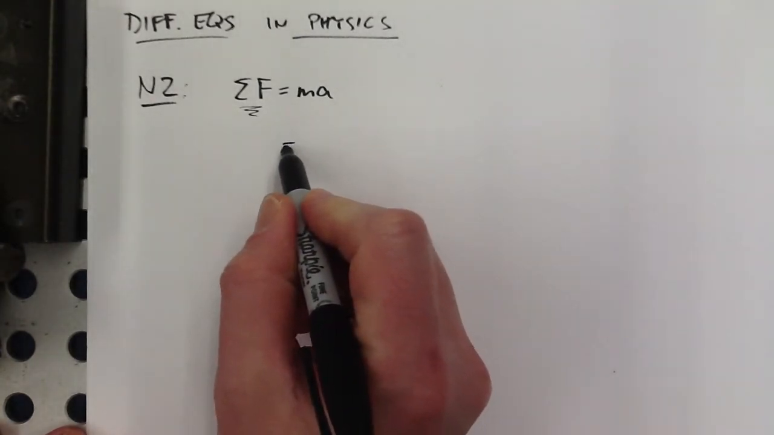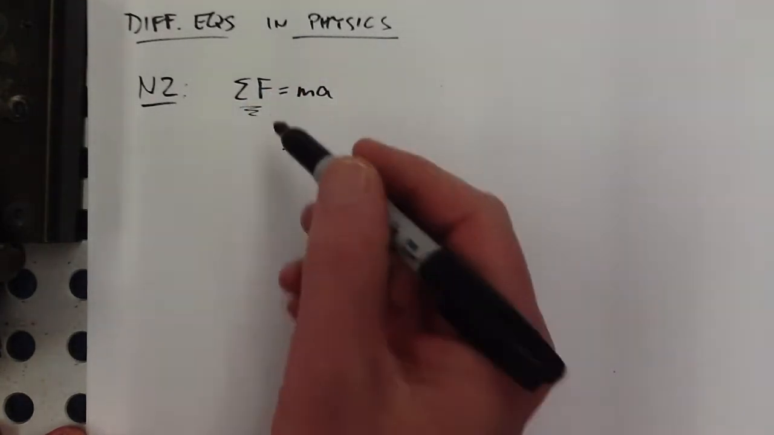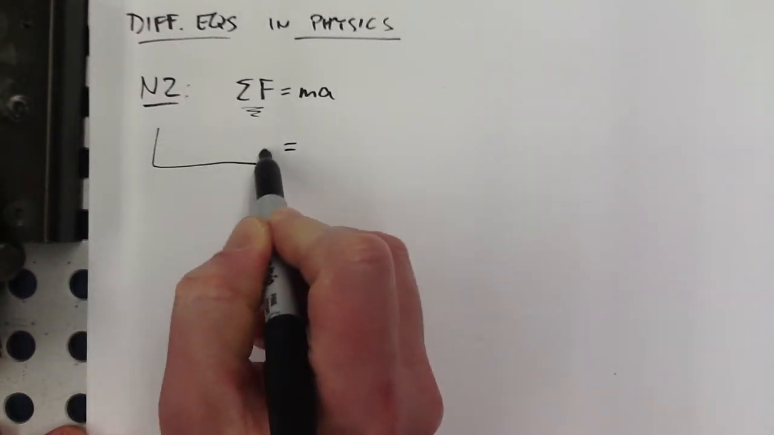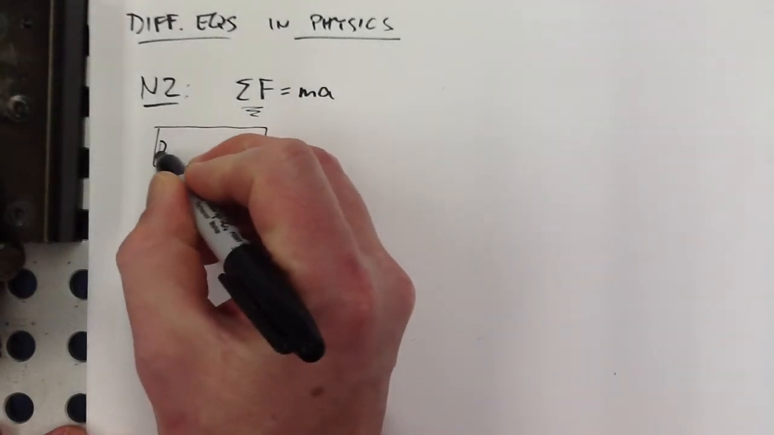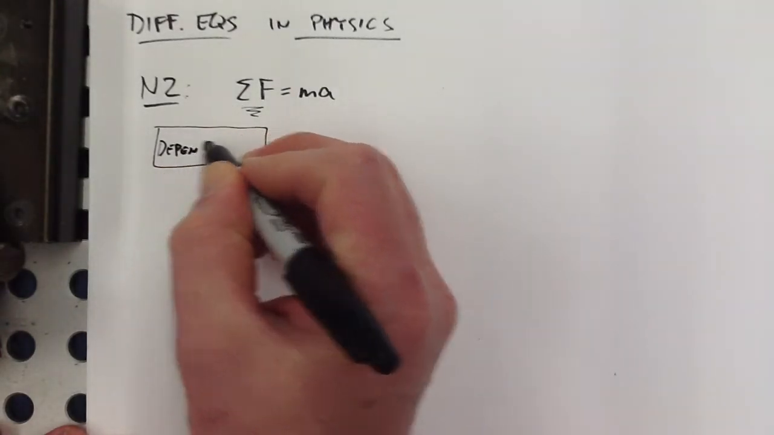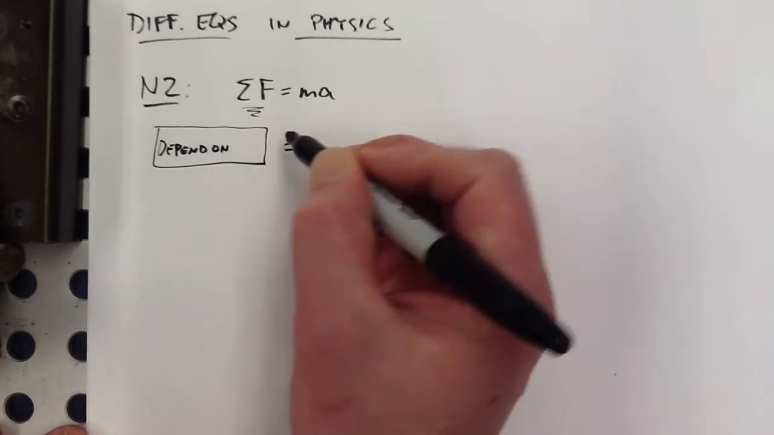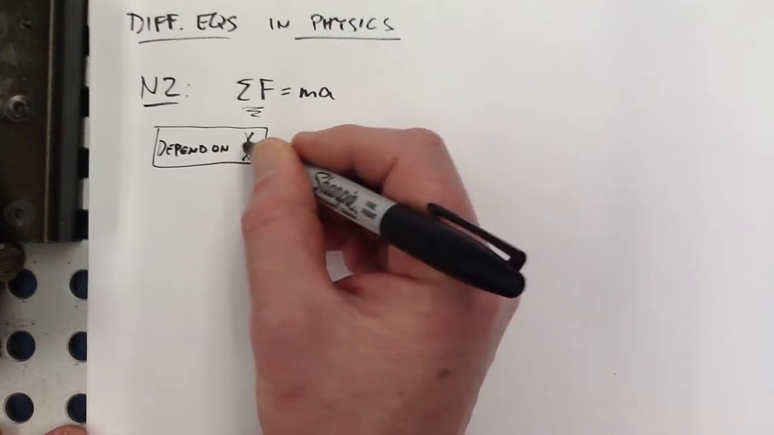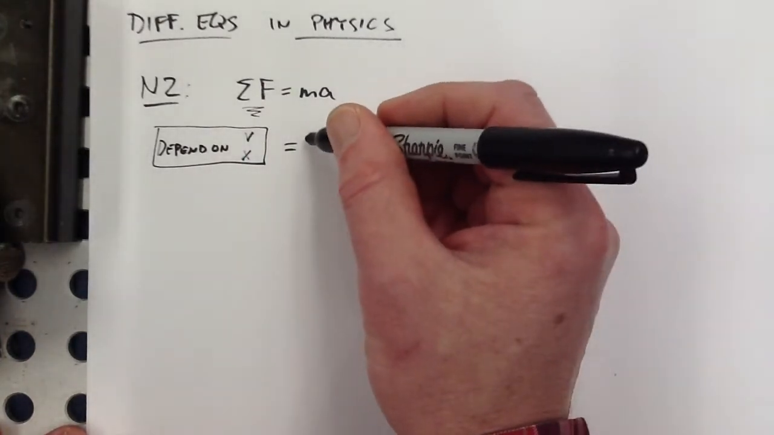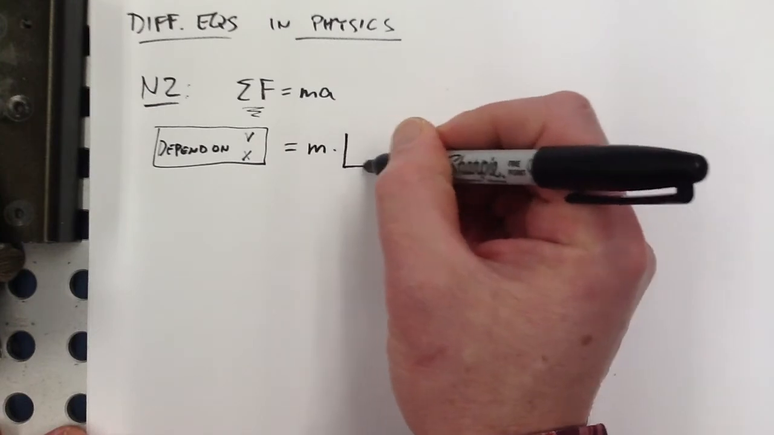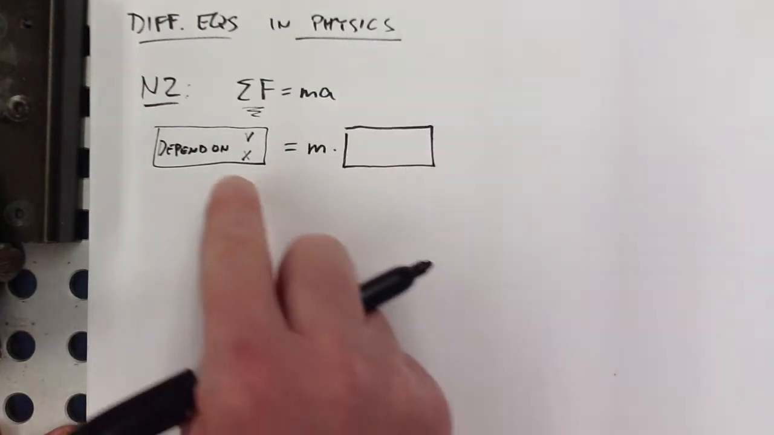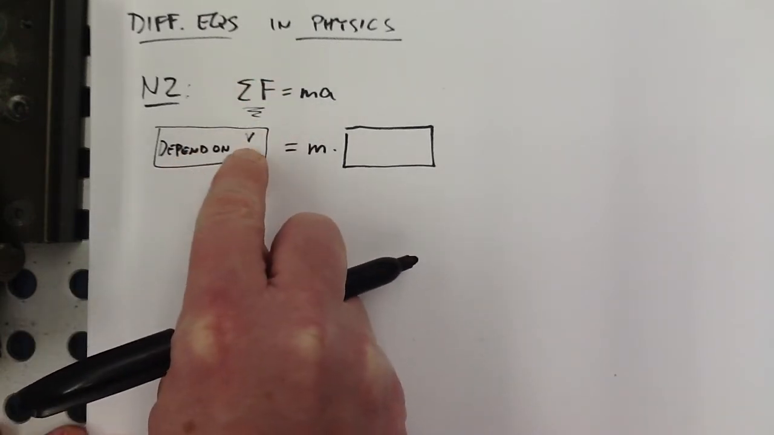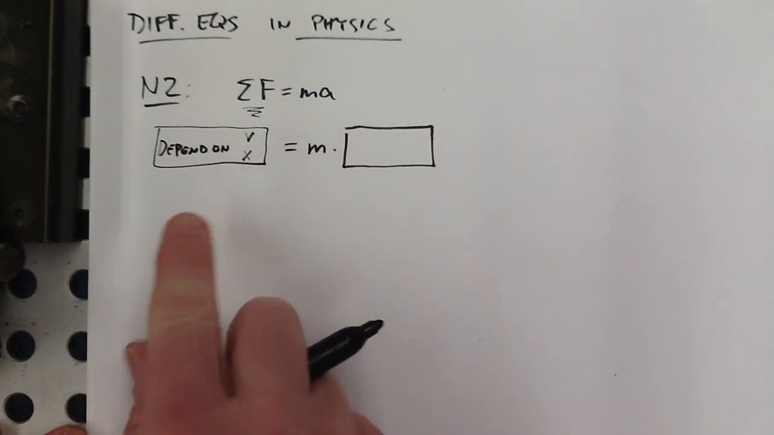And then what we're going to find is two examples. We're going to find that the forces here are going to depend on either velocity or position. If your force depends on velocity, I'll give you examples in a minute if you're confused about what this means.